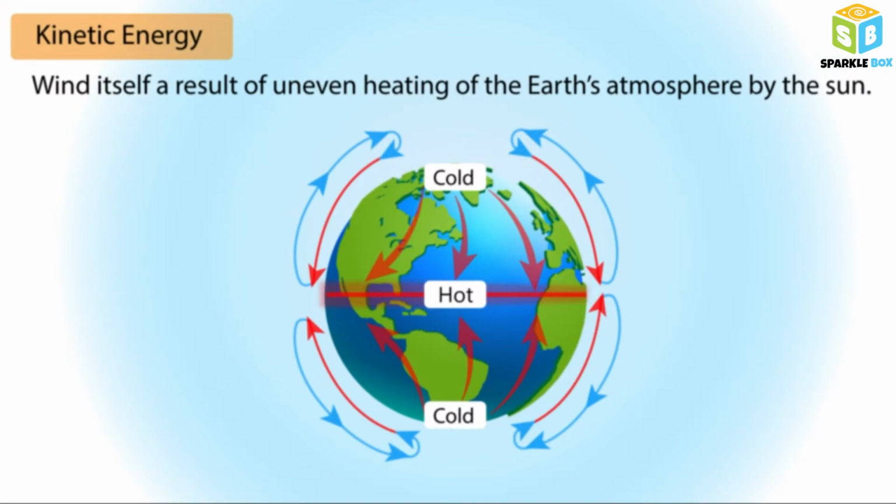And what I am going to say might surprise you. Do you know that wind is actually a form of solar energy? Yes, you heard that right. Wind is a form of solar energy. Let's see how. It is because wind itself is a result of uneven heating of the Earth's atmosphere by the sun.